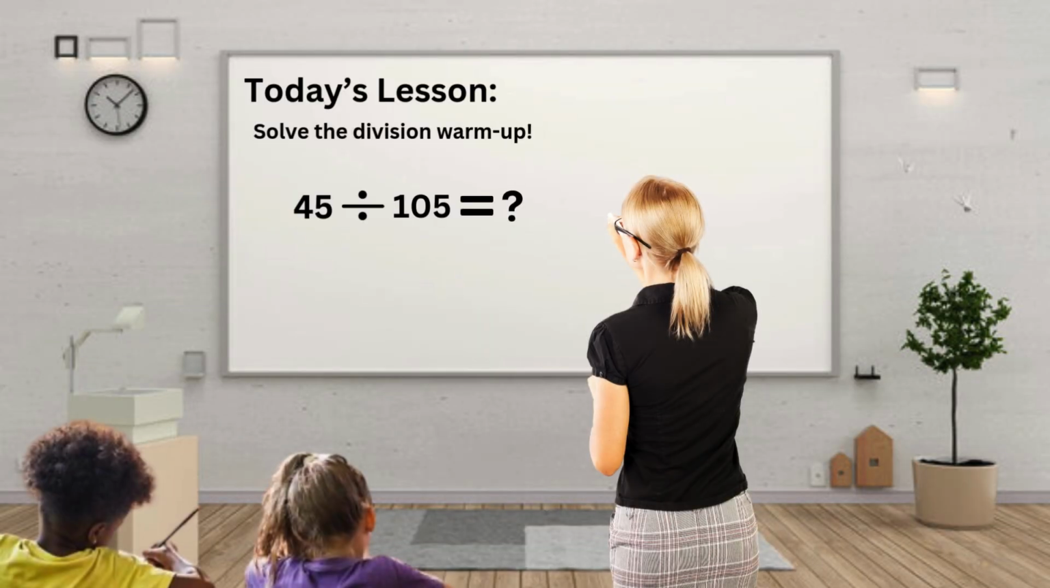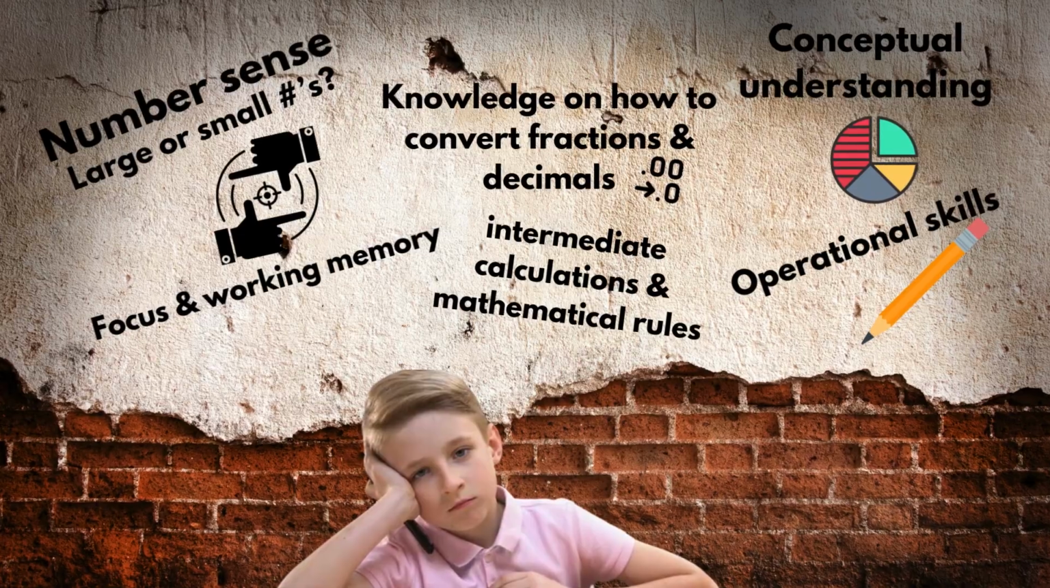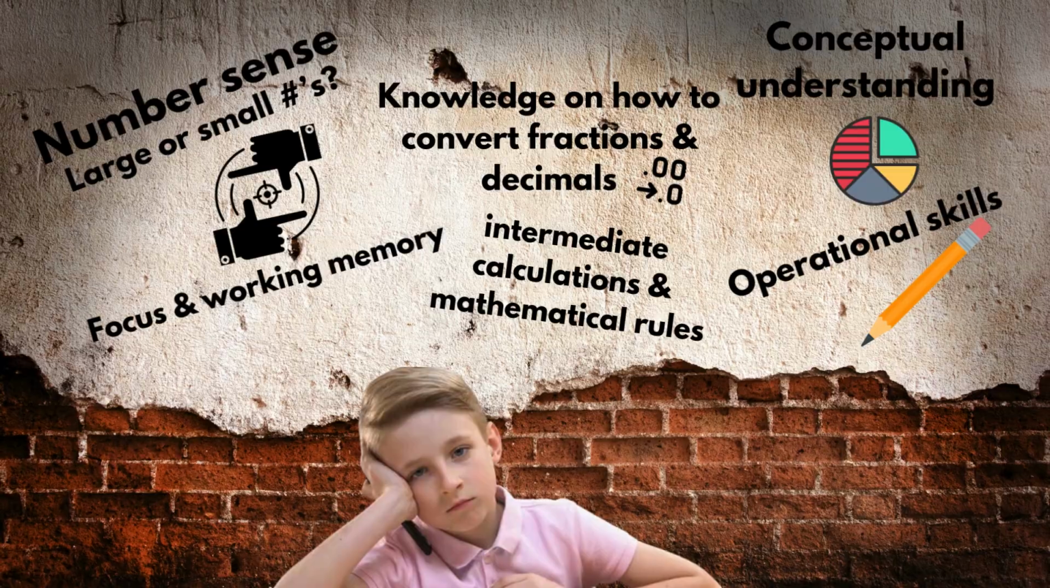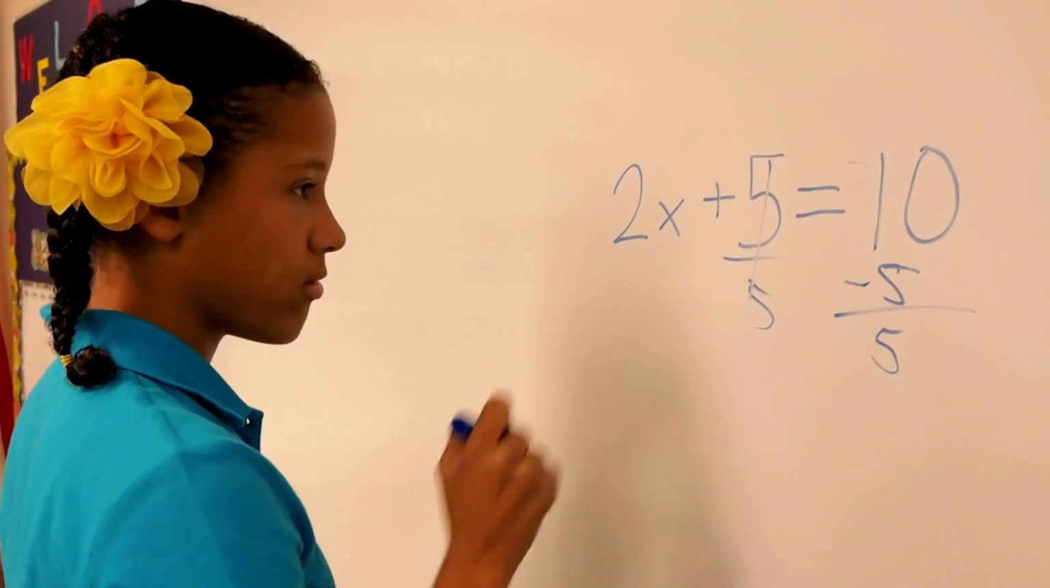Imagine teaching a student to divide 45 by 105. This task demands several cognitive skills. First is number sense, which is understanding which number is larger and the relationship between dividend and divisor. Then there's conceptual understanding, which is basically dividing a number into equal parts. Next, the student would need knowledge on how to convert fractions and decimals. Then there are also operational skills, or how to work the problem and solve it.